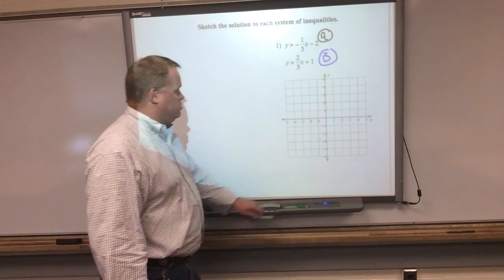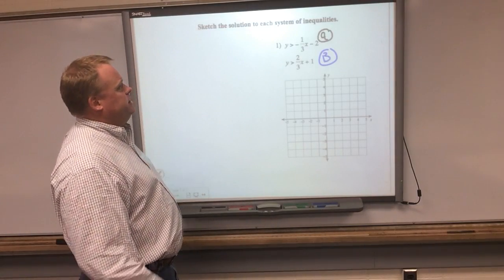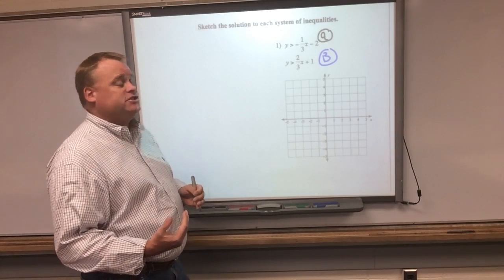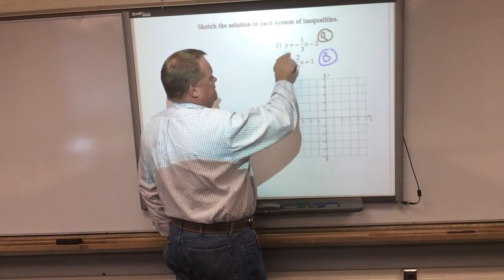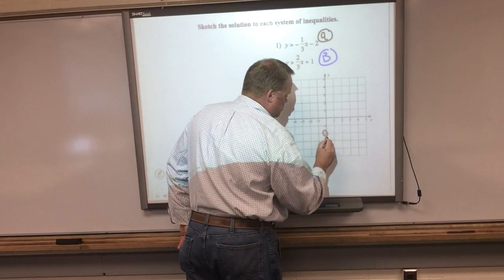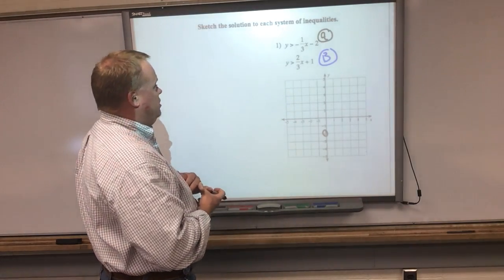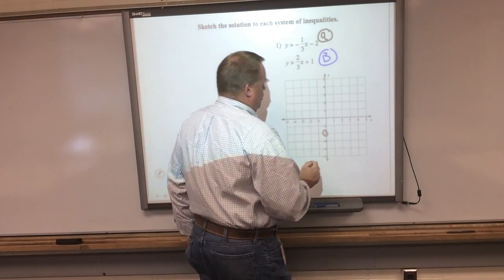So the first thing I'm going to do is graph. I see that I have y is greater than a negative 1/3 x minus 2. Well, that minus 2 tells me that the y-intercept is a negative 2. And since it is just a greater than, I'm going to have an open circle. We talked about the open circles and closed circles. It's going to be an open circle. And then I have a slope. The slope is a negative 1/3.